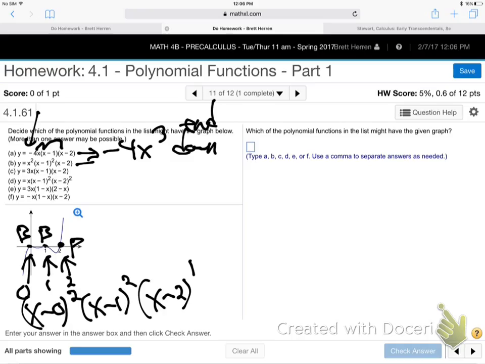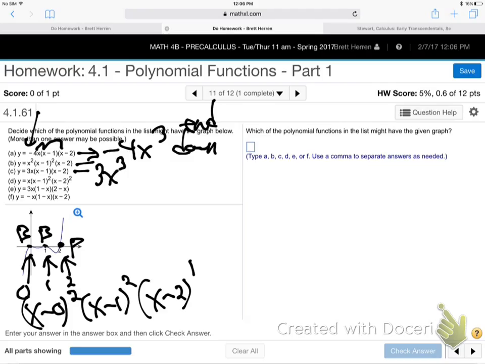B is certainly qualified. How about C? Well, what's the problem? Somebody give me a problem with C. It only has 2 turning points. Really? Yeah, that's true too. The turning point, I didn't even think about the turning point. Good point. Yeah, if you multiply that, that'd be 3x to the third. It could have 2 turning points. You can only have 2 turning points.